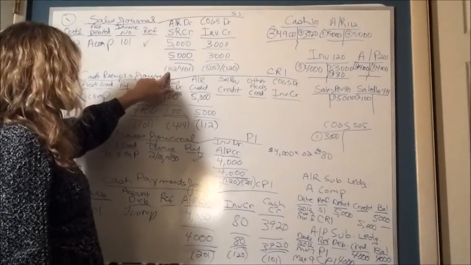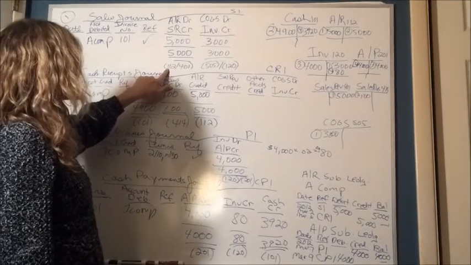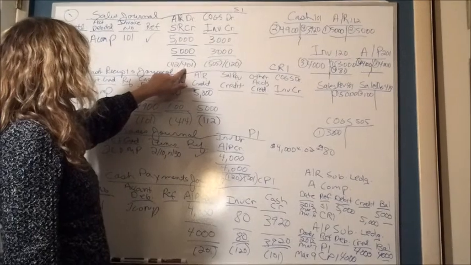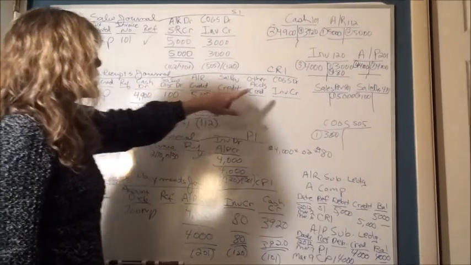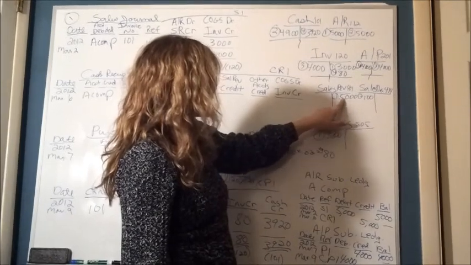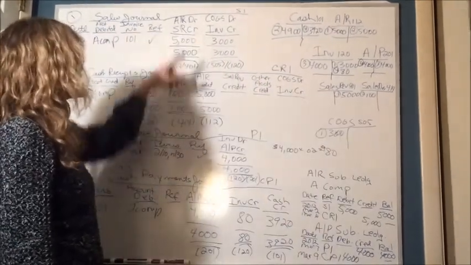I've got my ledger accounts 112, which is the accounts receivable, 401, which is sales revenue. So I go in and I debit accounts receivable $5,000, and I go in and credit sales revenue $5,000.